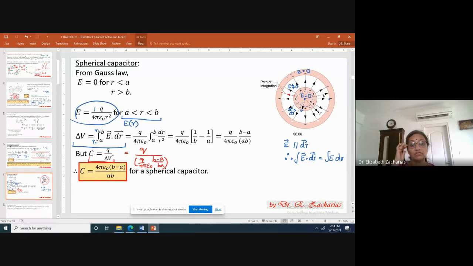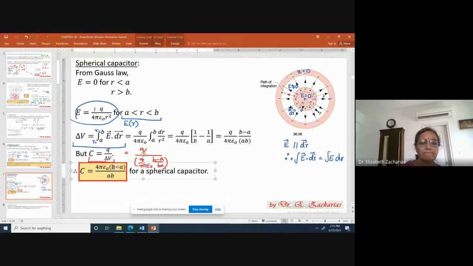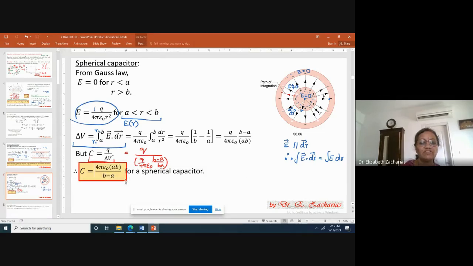So I need to just look at this once. 4 pi epsilon naught B minus A by AB. We just have to check this. 1 by R. So this is going to be AB by B minus A. Let me just correct this. AB divided by B minus A. Okay, so this is the expression for the capacitance value of a spherical capacitor.